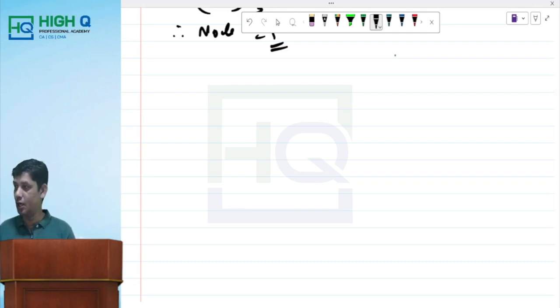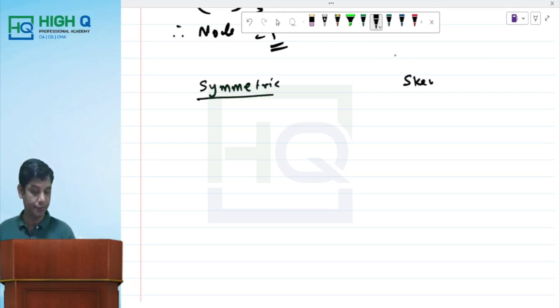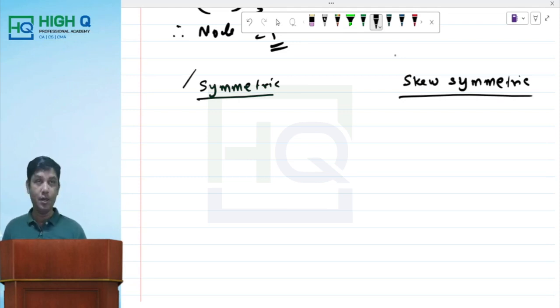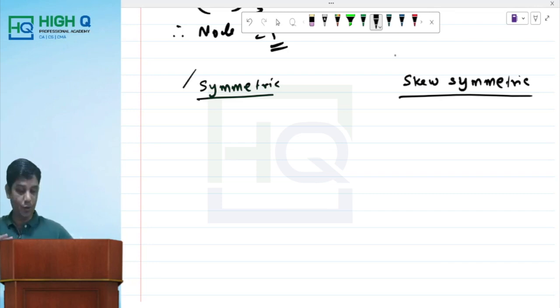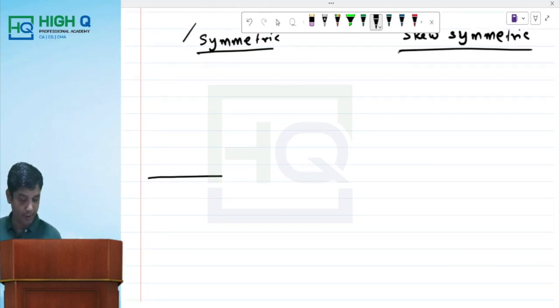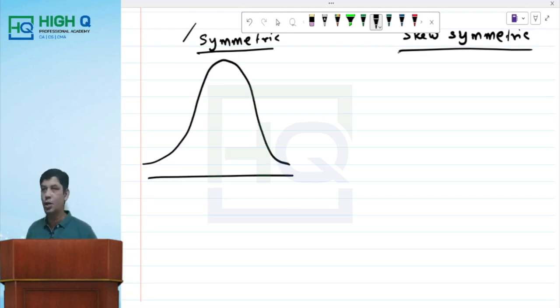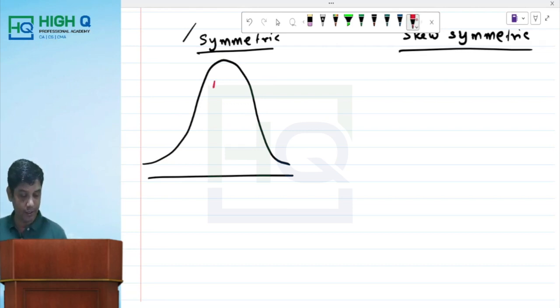Now, let me explain the concept of symmetric and skew symmetric. As far as normal distribution is concerned, it's symmetric. About symmetric, one full lecture is there, so don't worry, the bell-shaped curve and all will come. I'll just tell you what is to be remembered. Symmetric, look at this. This is the bell-shaped curve. The meaning of symmetric is mean is equal to median is equal to mode.